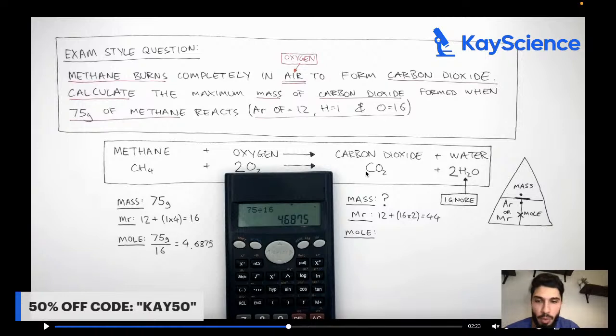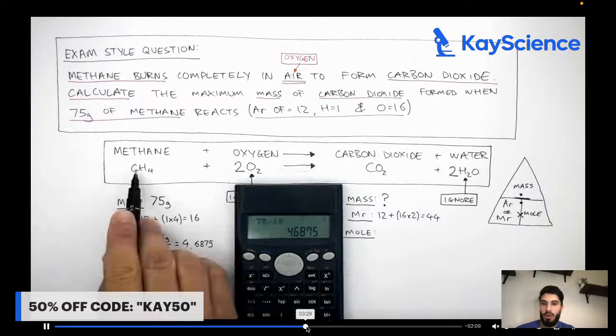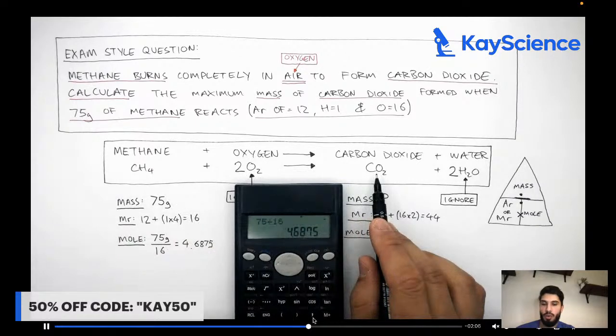Now, it's at this point where people get confused. So we can see the ratio of methane to carbon dioxide is 1 to 1, because this equation is telling us 1 mole of methane is reacting with 2 moles of oxygen to form 1 mole of carbon dioxide and 2 moles of water. That tells us the ratio, essentially, of substances reacting with each other and the products forming. So we look at the ratio of moles, and we can see that it is 1 to 1.